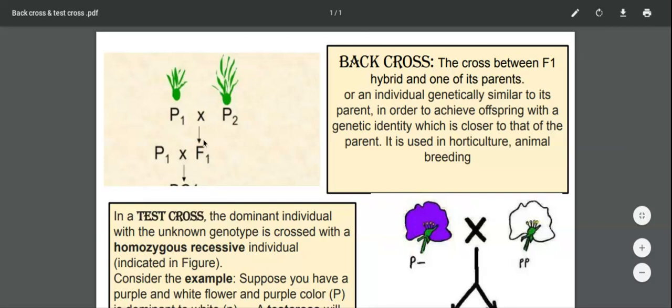So why are F1 hybrids back crossed with their parents? Now this is of use in horticulture, in animal breeding, in agriculture, and it is done in order to achieve offsprings with genetic identity very close to that of the parent.